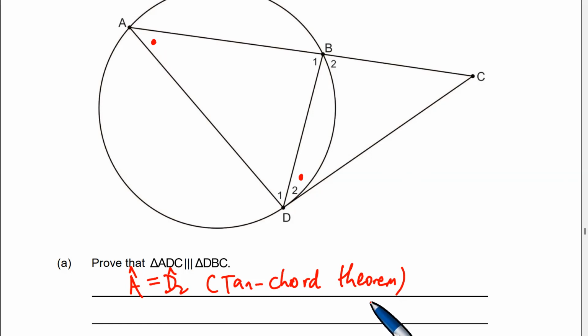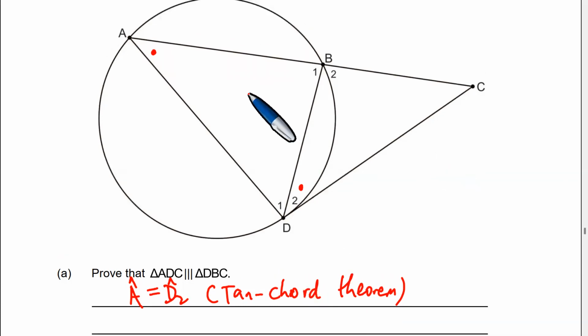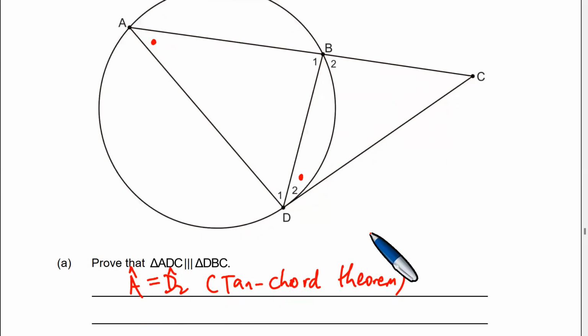Right, so the triangle ADC has the angle C, but also the triangle DBC has the angle C. So in other words, that means that the angle C is a common angle.